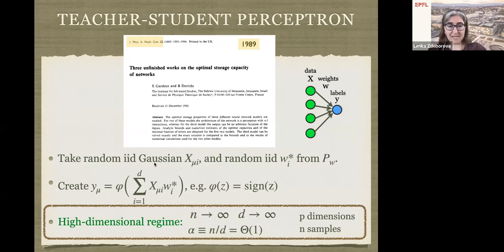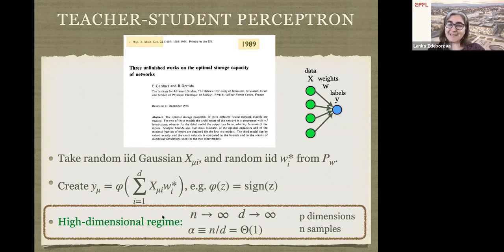So I repeat again, the setting is that the input data are IID Gaussian. The weights that the teacher network is using, we will be calling them W star, are taken from some distribution, again IID, but we will be looking at different versions of this distribution. And then the teacher network creates the labels using some nonlinearity, for instance, a sign, which is what they use in this original paper, on the scalar product between the inputs and the weights. That's the usual thing you would do in a single layer neural network.